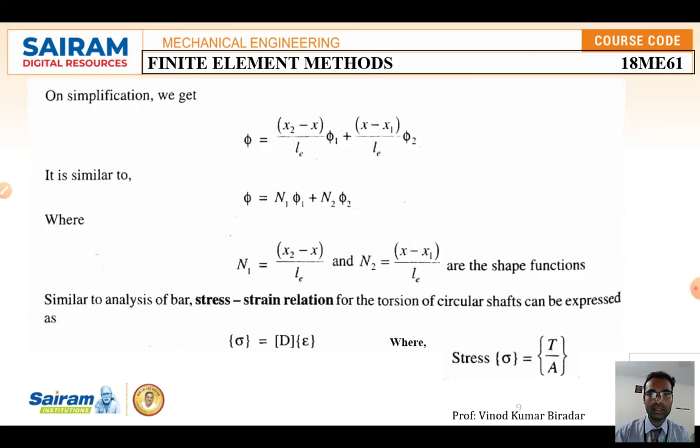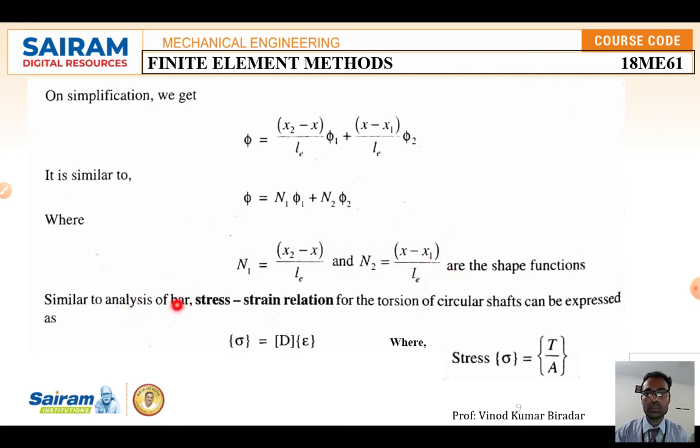Again, just to modify that one: phi is equal to (x2 minus x) whole divided by L, phi 1, plus (x minus x1) whole divided by L, phi 2. So this equation can be modified as phi equal to N1 phi 1 plus N2 phi 2, where N1 and N2 are called the shape functions. Therefore N1 is equal to (x2 minus x) whole divided by L and N2 is equal to (x minus x1) whole divided by the length of the element. These are the two shape functions.